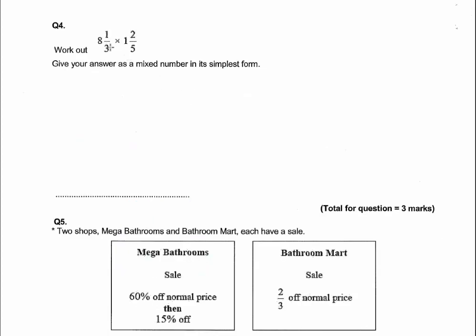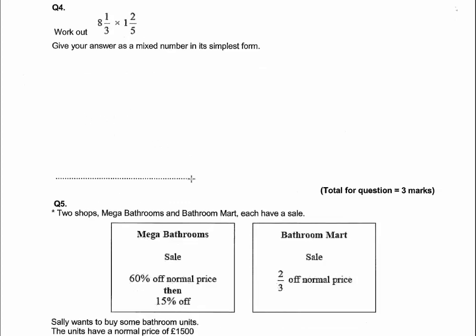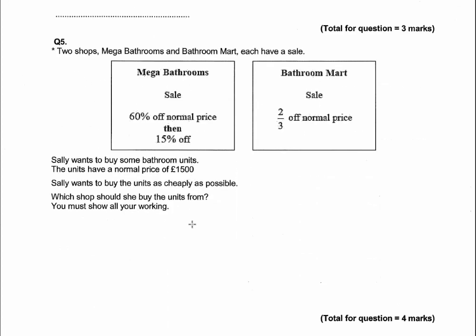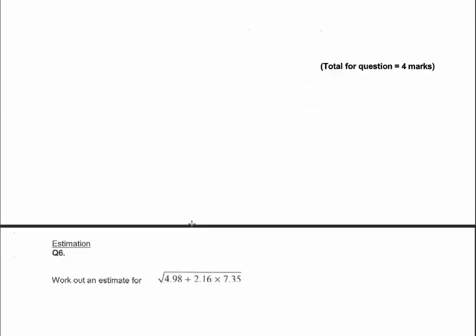Question 4, change this into a mixed number, and change this into a mixed number. Multiply the top numbers, the numerators, multiply the denominators. That one should be fine.